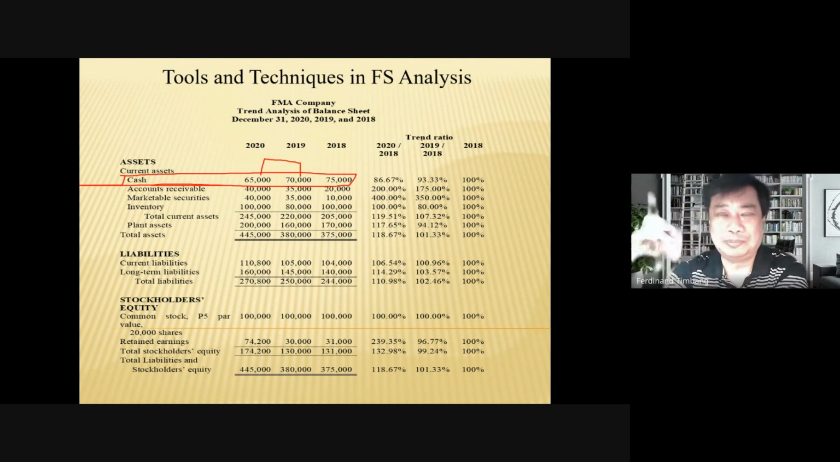Hihingin nila yung passbook. Passbook ang hihingin. Tapos titignan nila yung cash in, cash out ng passbook. Ang simple, di ba? Cash in, cash out ng passbook, para makita nila kung tama ba yung sinasabi nila na sales nila o hindi.